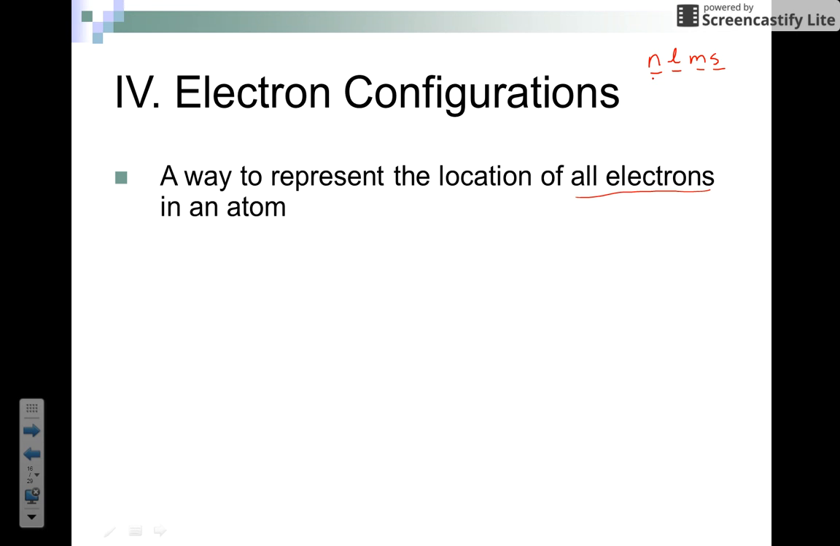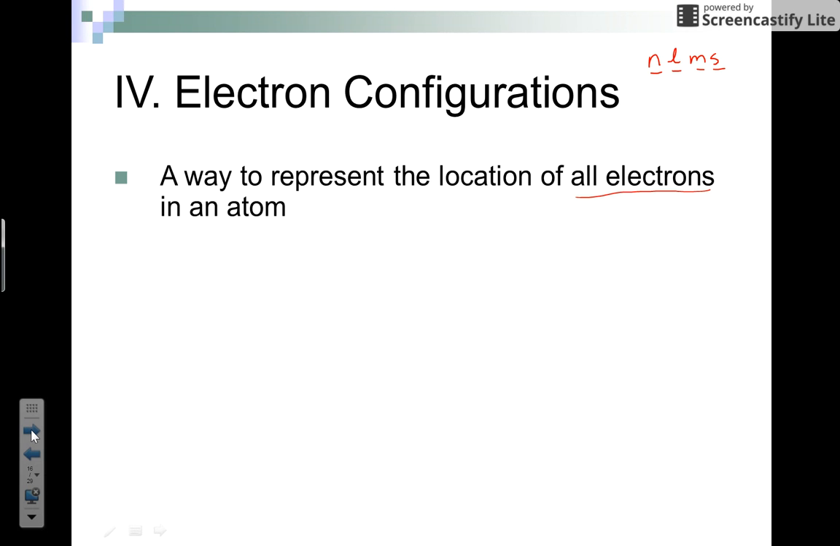N tells you the energy level, L tells you the shape of the orbital, M tells you the mailbox number, which is really the magnetic quantum number, the position in space, and S tells you the spin direction. It takes 4 quantum numbers to give you the location of 1 electron. Well, electron configurations represent where all of the electrons are in your atom.